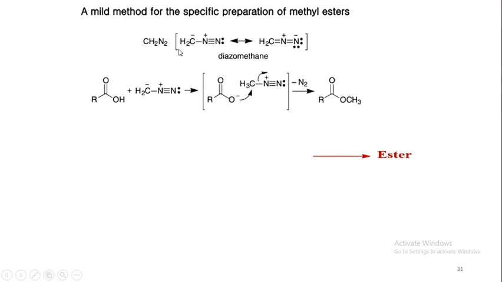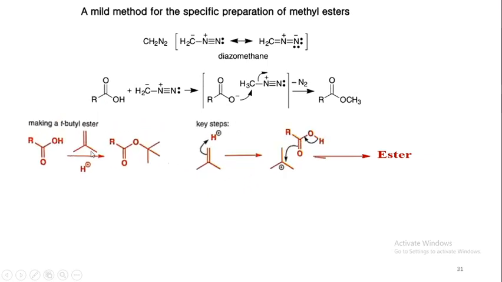Here diazomethane is reacted with carboxylic acid. The structure of diazomethane is like this. The negative charge of this CH2 can easily abstract the proton of this acid, and there is a formation of a negative charge, and this negative charge attacks this CH3 for the formation of this ester group, and nitrogen gas is removed. This is one method to protect this acid as an ester.